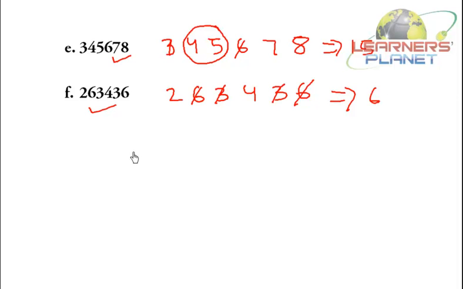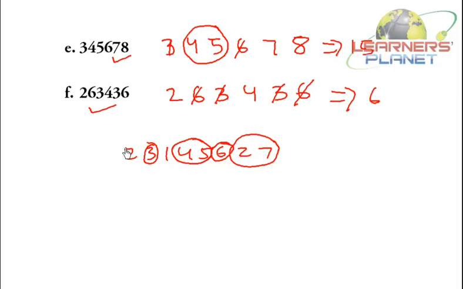Let's take a random example. 2, 3, 1, 4, 5, 6, 2, 7. Okay. Now in this case, 2 plus 7, it is divisible by 9, so by 3. 4 plus 5, it is divisible by 3. 6 is divisible by 3. This 3 is divisible by 3. And the remaining numbers 2 and 1, that is 2 plus 1, it is also divisible by 3. So this complete number is divisible by 3.